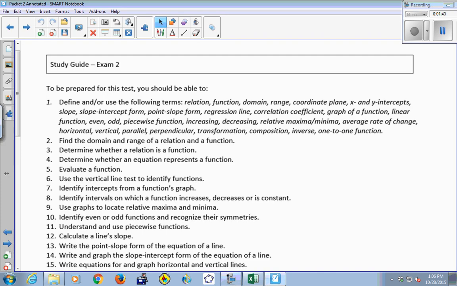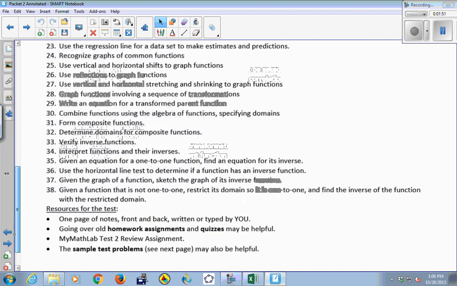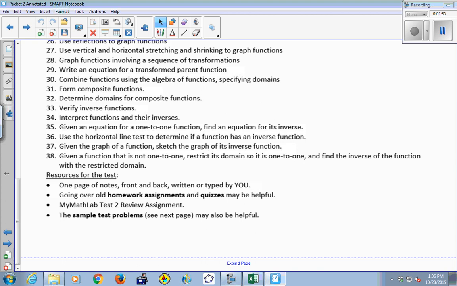In your packet that we've been working out of, the very last thing in the packet is a study guide for exam 2. There's a list of things you need to be able to do. There's a list of resources, right? You can use your page of notes. It has to be written or typed by you. You can't use like cell phone pictures of your notes and have them all pasted in 1 page, right? You have to rewrite it. This is my sneaky way of like making you study. Go over old homework assignments and old quizzes.